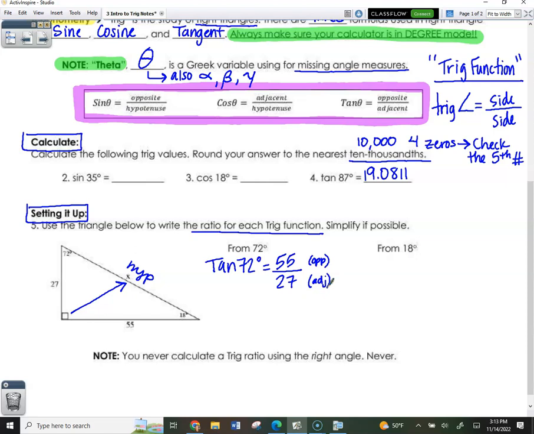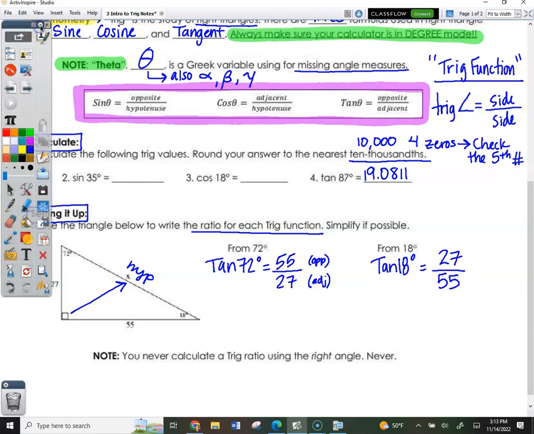So we're just doing tangent. Tangent, what angle? In this case, 18 equals fraction bar. It's opposite of 18. So focus, pretend like you're standing at the angle 18. 27 is opposite, and 55 is adjacent.